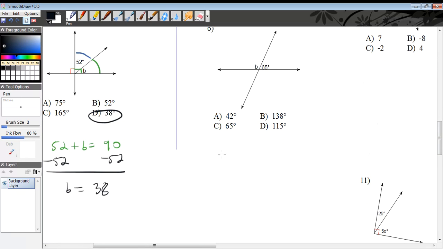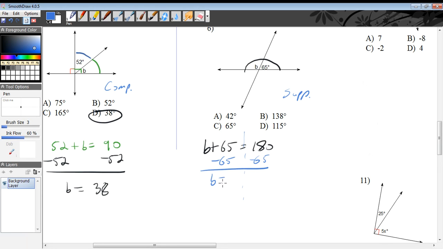Okay. Problem 6, same concept, but instead of equal to 90 degrees, it will be equal to 180. So B plus 65 is equal to 180. These are supplementary angles. And these here are complementary. Okay, so I've got B plus 65. What I do to one side, I must do to the other. And B will be equal to 115.